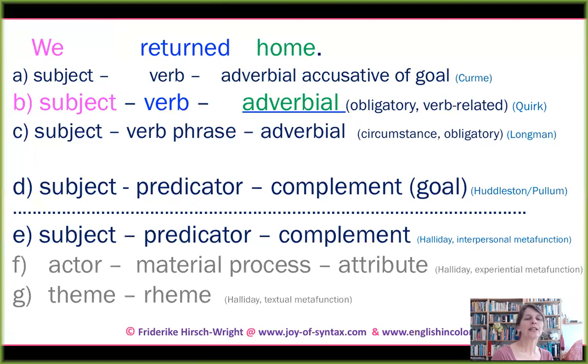But anyway, I just want to mention this because those terms float around, and I just want you to see where they are in comparison to clause elements. So subject, predicate, or complement on the interpersonal metafunctional level, and actor, material, process, and attribute for this particular one. Okay, theme and rheme is also something that he would discuss. And now theme is we, and returned home is the rheme in this particular sentence.